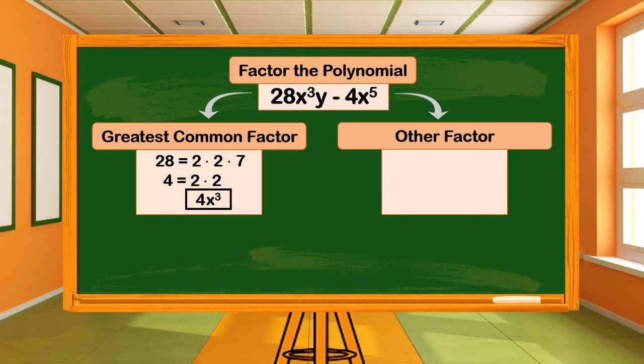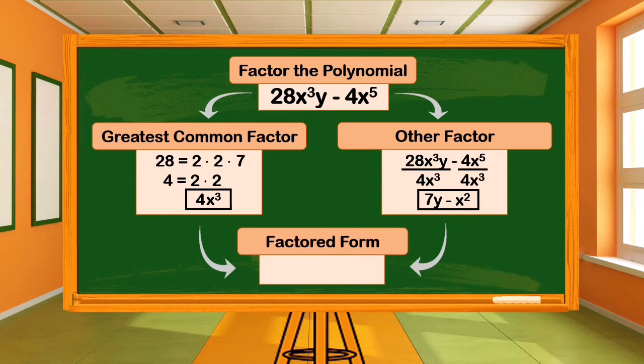Next, let us divide each term of the polynomial by its GCF to get the other factor. By applying division and the quotient rule in the laws of exponents, 28x cubed y divided by 4x cubed is 7y, and 4x raised to 5 divided by 4x cubed is x squared. Lastly, let us express the polynomial as the product of the GCF and the other factor. Therefore, the factored form of 28x cubed y minus 4x raised to 5 is 4x cubed times the quantity 7y minus x squared.